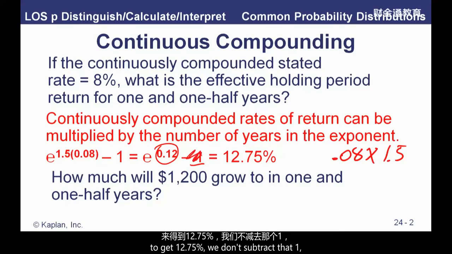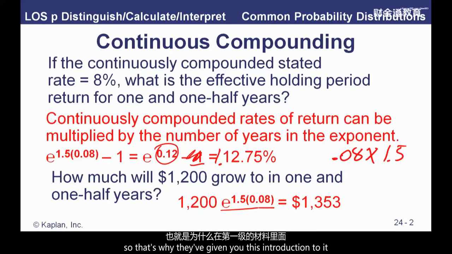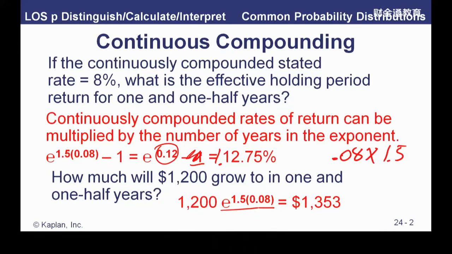If we don't subtract that 1, we'd get 1.1275, and that's our multiplier. So here, we just put that term in straight like that. That's our e to the 0.12, 12% over 1.5 years. So then we can just use that as a multiplier, and that's how you'll see it used sometimes, and that's why they've given you this introduction to it in the Level 1 material.